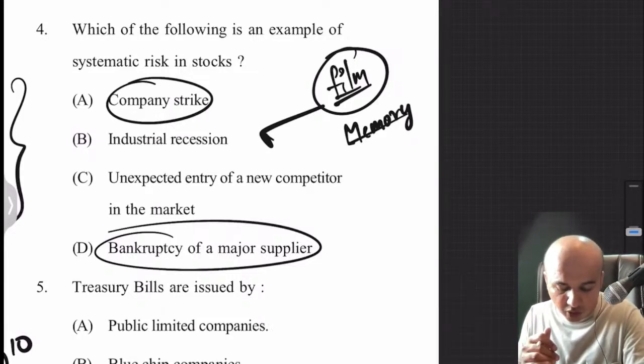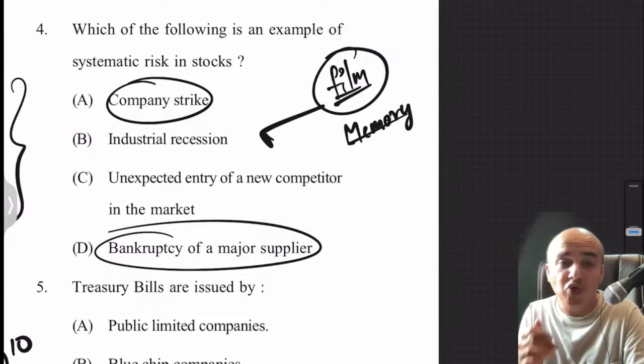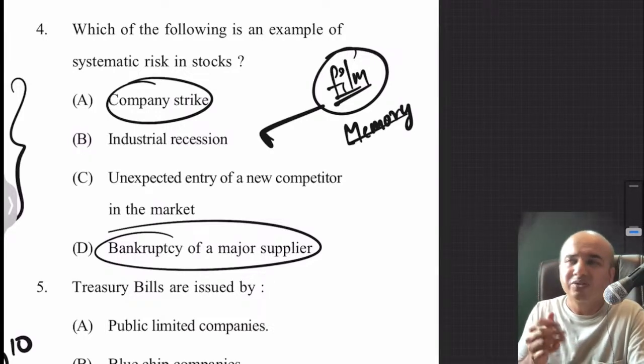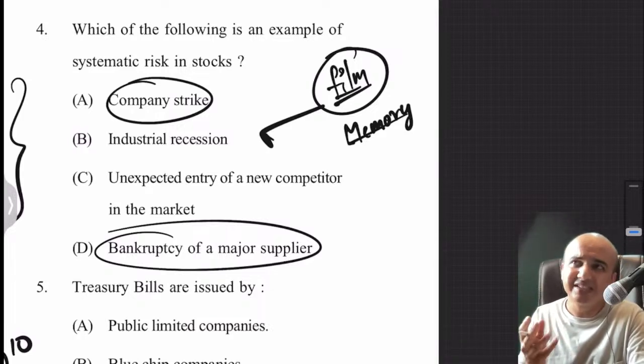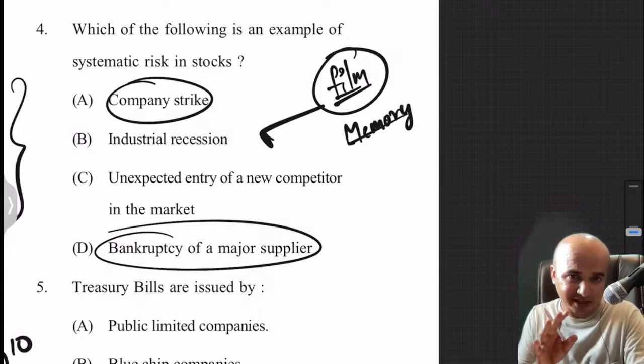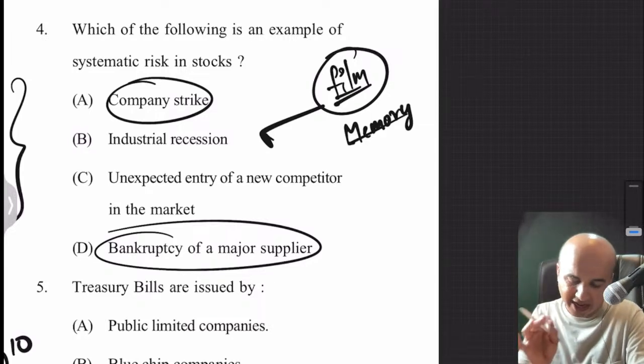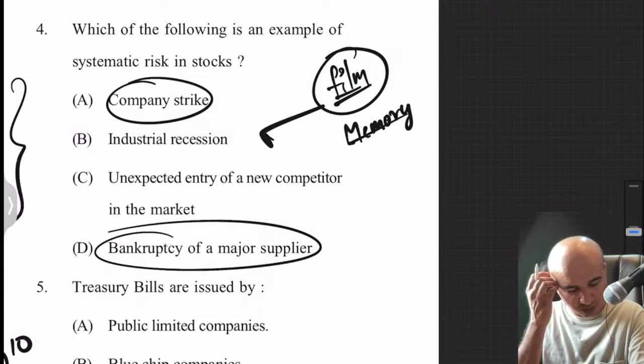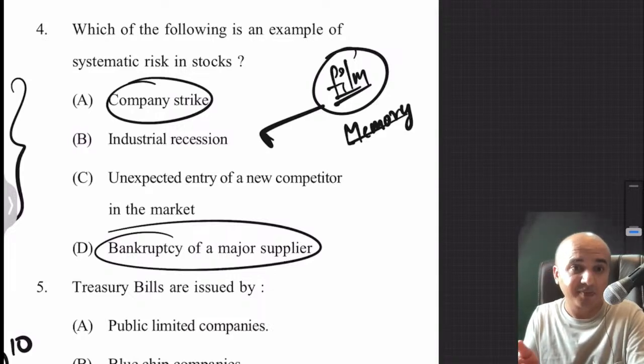So now there is one more option, which is unexpected entry of a new competitor in the market. So this, you can see it's a combination of both the systematic and unsystematic risk. See, while the entry of a new competitor will have impact on specific companies in the market, it can also have broader implication in the industry as a whole.